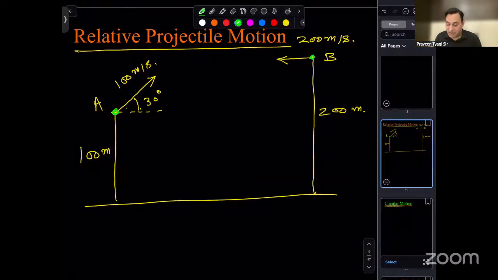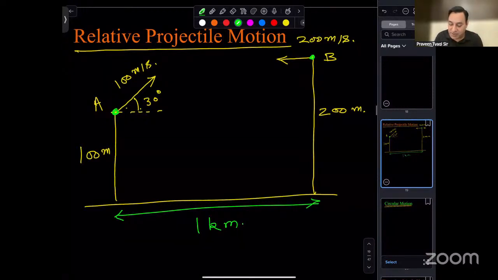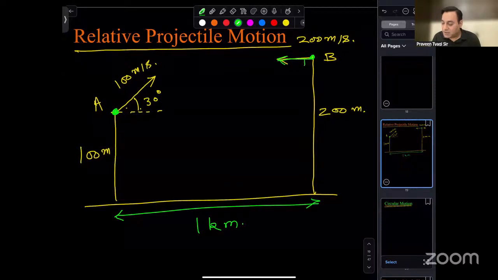These are two buildings. They are, say, 1 kilometer apart. This is 100 meters tall. This is 200 meters tall. And I am throwing stone A at an angle of 30 degrees with the horizon and 100 meters per second. Say there is another stone which I'm throwing horizontally with 200 meters per second, and I am giving you this as homework. This is like relative projectile motion, so this can be an IIT JEE Advanced problem. During their motion, there will be a point when they come closest to each other.